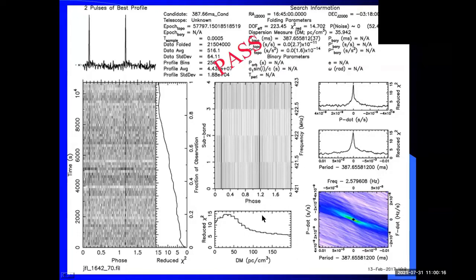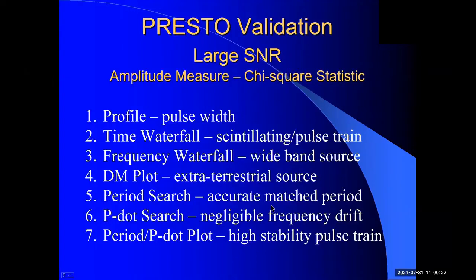So this is a good pass for the prepfold software. And if we look to see what it means, the profile tells us we've got a pulsar that matches the correct pulse width. The time waterfall tells us that it is a pulse train. It's appearing in every section, and we can see the evidence of scintillation where it goes bright and dark.